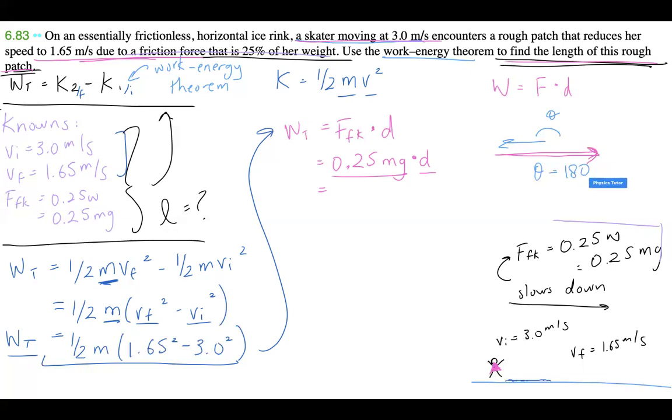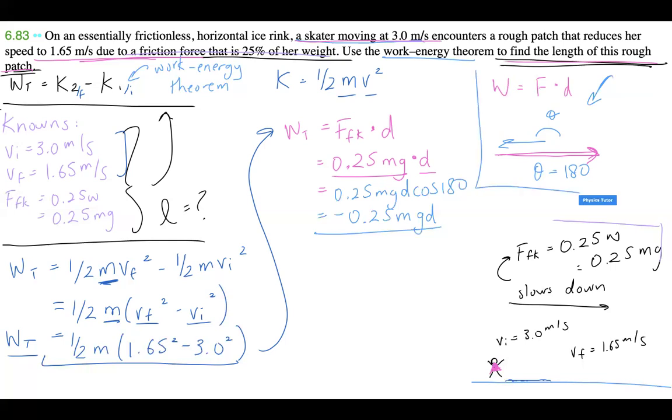And the dot product can be rewritten as the magnitude multiplied by the angle between the two vectors, which is cos 180. And that means this is going to be minus 0.25 mgd, right? I go into a little bit more detail on this in my last video, so you can definitely check that out if this was a little bit too fast.